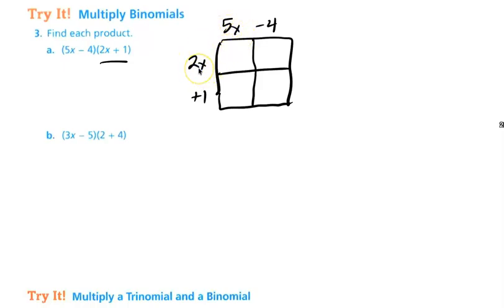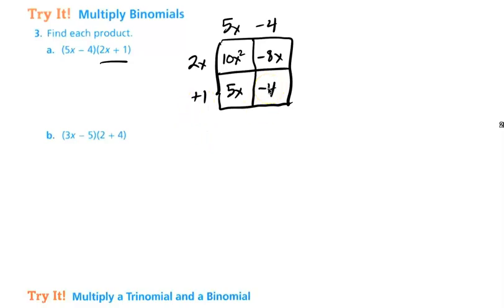x times x is x squared. This box right here, negative 4 times 2 is negative 8x. The one right here, 5x times 1 is 5x. Over here, again, we're multiplying, very important. Negative 4 times 1 would be negative 4.